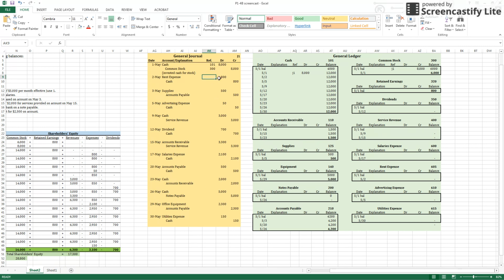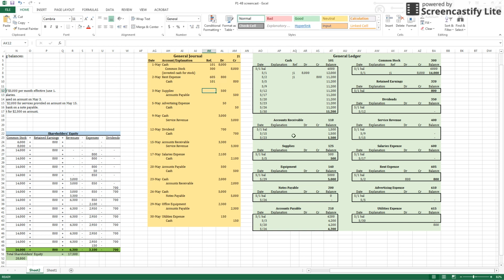So our rent expense of $800, we would go over to rent expense. We would debit that for $800. Oh, I put that in the wrong place. There, now it's at $14,000. So we put our rent expense in here in account 605, and we would put 605 in here so we know it was posted. Cash was credited for $800. We would put that here, J1, and cash is account 101.